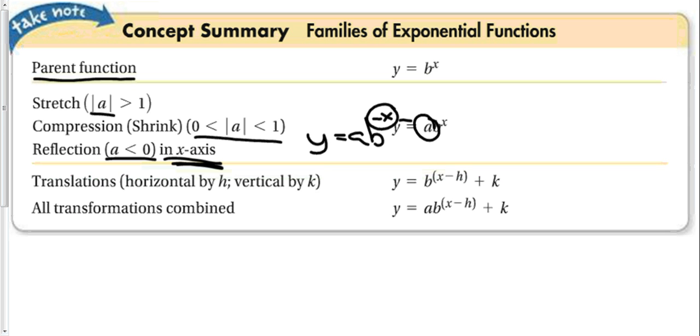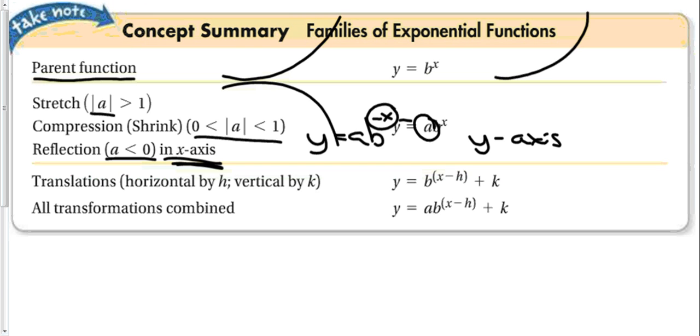if the exponent is negative, that's a reflection about the y-axis. Right? So if the negative is out front, that's a reflection about the x-axis. If the negative is in the exponent, that's a reflection about the y-axis. So an x reflection would turn a graph that looks like that into one that looks like that. A reflection about the y turns exponential growth into exponential decay if there's a negative in the exponent.